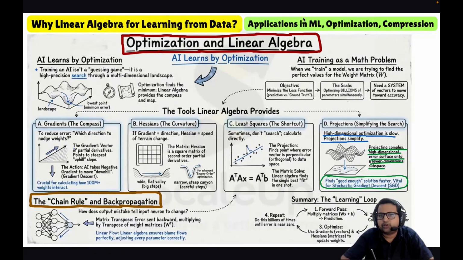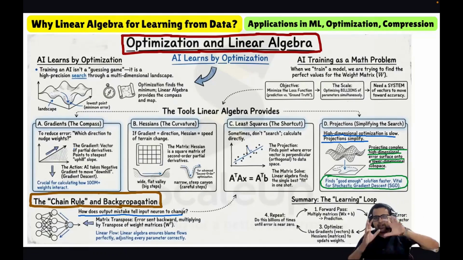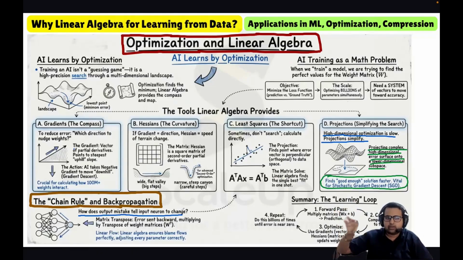Now one very interesting question we have is, how does the output mistake tell a neuron at the input to change? So the idea is that in a neural network, we start with some random weights, and using those random weights, we perform some matrix operations in every layer. In every layer, we will calculate y = Wx + b. And in this way, at the final layer, we will get the output. And we compare that output with the ground reality, the actual result. And the difference is the loss.